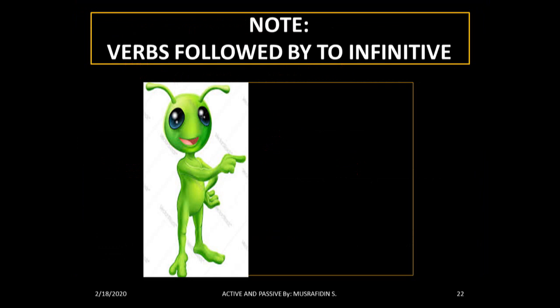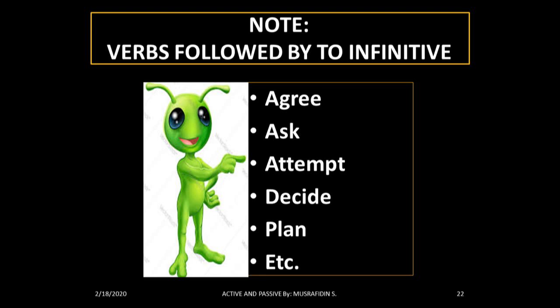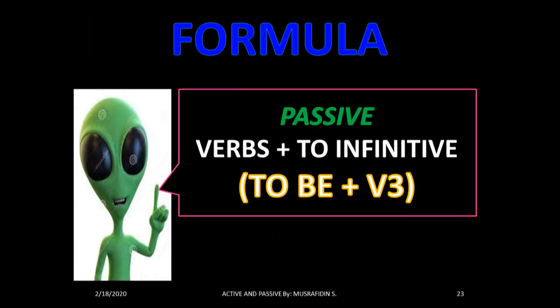Note, here is the third form of passive voice. This is for all verbs which are followed by two infinitive. For example, agree, ask, attempt, decide, plan, and so on, because there are some of this. If we want to make passive voice of these verbs, then the formula is to be verb 3. No need to be confused here. To be here is not changed to be anything else.